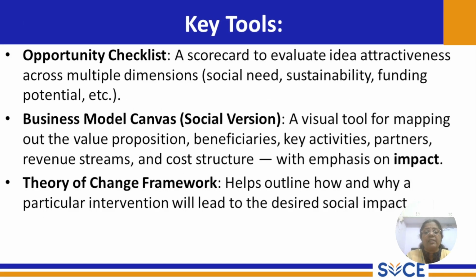Opportunity checklist, a scorecard to evaluate an idea's attractiveness across multiple dimensions: social needs, sustainability, funding potential, etc. Business model canvas, the social version, a visual tool for mapping out the value proposition, beneficiaries, key activities, partners, revenue streams, and cost structure, with emphasis on impact. Theory of change framework. It helps outline how and why a particular intervention will lead to the desired social impact.